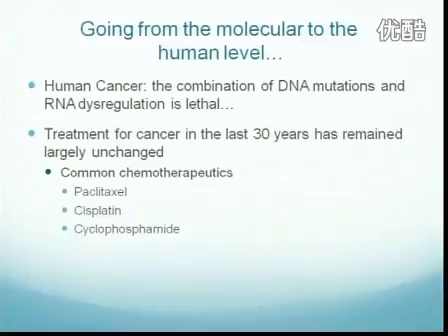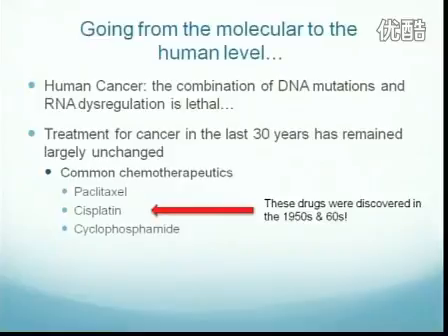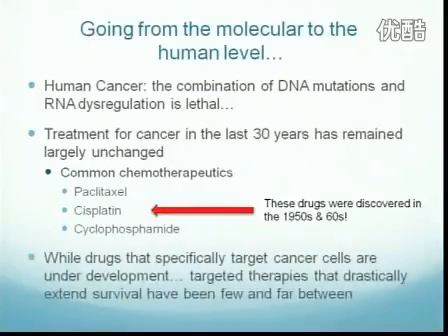The unfortunate part is that these are probably three of the most widely used chemotherapeutics today, but they were discovered in the 1950s and 60s, and yet they remain mainstays. While drugs that specifically target cancer cells, unlike chemotherapeutics that just target all sorts of rapidly dividing non-specific cells, are under development, and there have been some great advances, therapies that drastically extend survival have been few and far between.